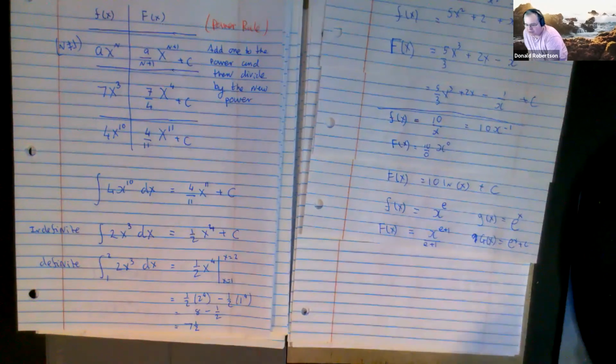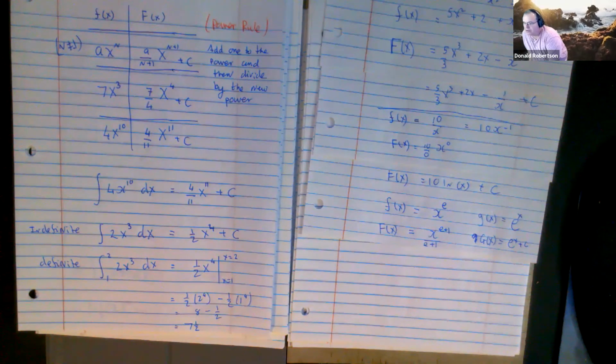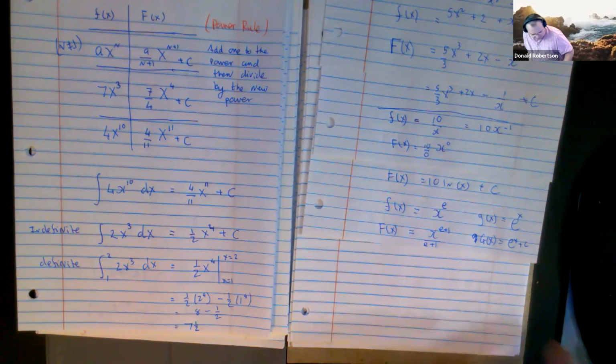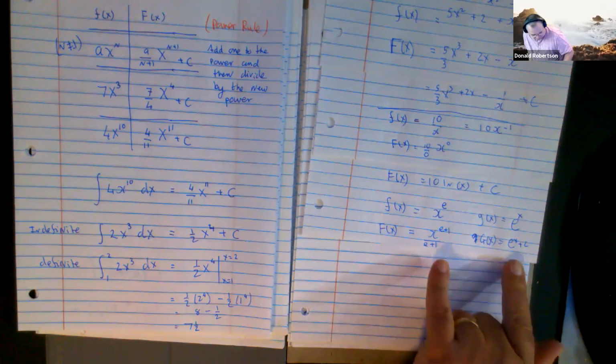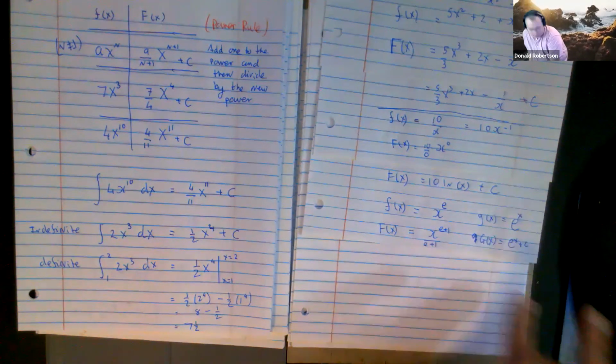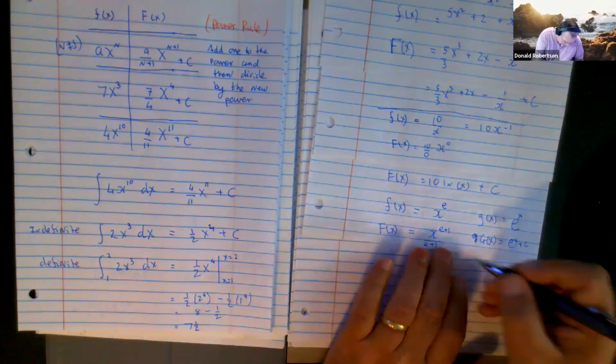Isn't e just a number? It just happens to be a number that's got its own letter of the alphabet. Isn't it 2.7128 and more? And you see how 2 functions that look similar can have quite different antiderivatives.